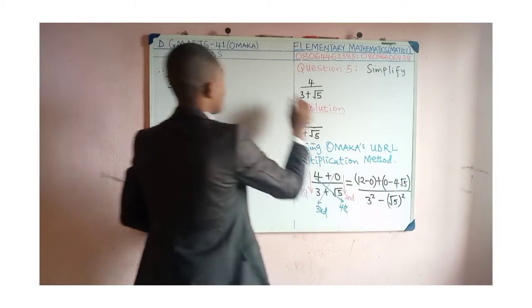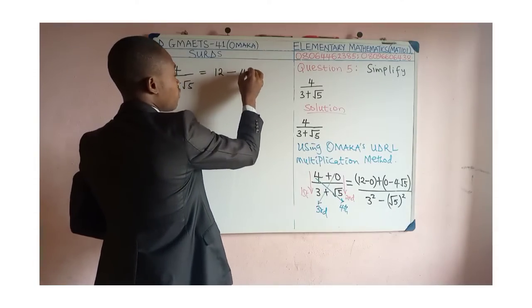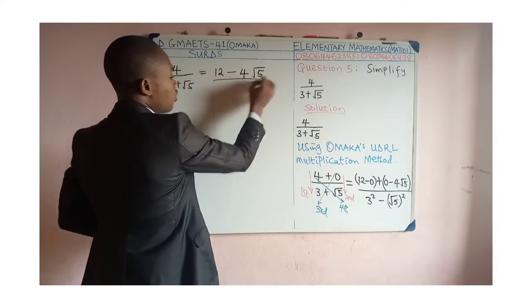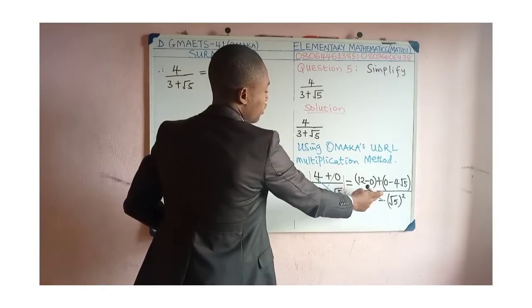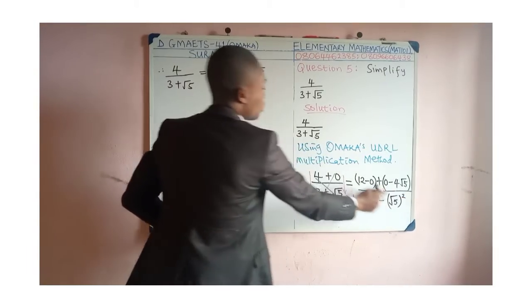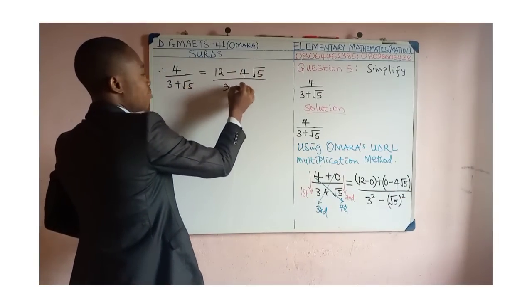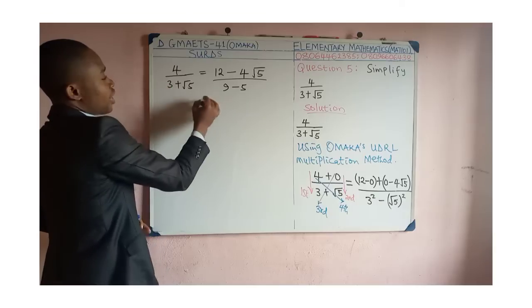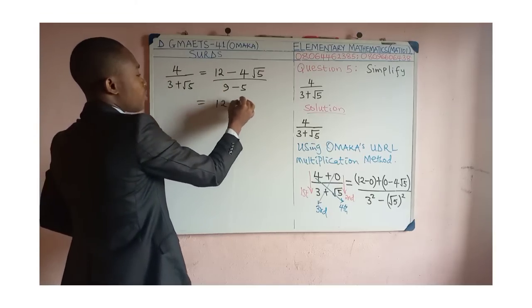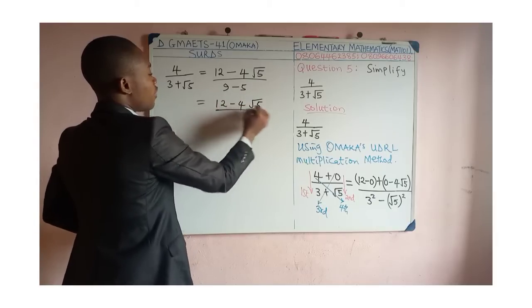So plus times minus changes to minus. We'll have 4 root 5 all over 3 squared, which will give us 9. Root 5 squared will give us 5. So this is 9 minus 5. And then if you work this out, you have 12 minus 4 root 5 all over 4.